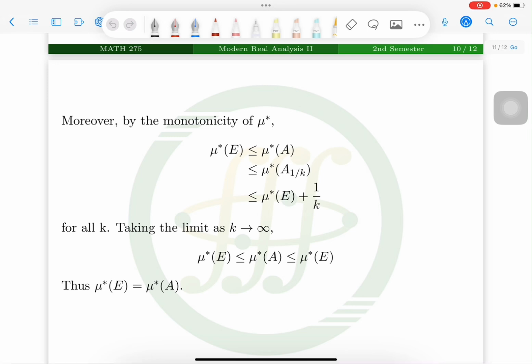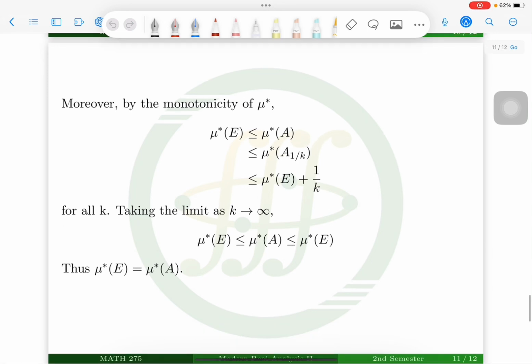So, moreover, by monotonicity of outer measure, we have this. The outer measure of E is less than the outer measure of A, because E is a subset of A. And then, the outer measure of A is an upper bound, and it is less than or equal to this, because it was constructed from this.